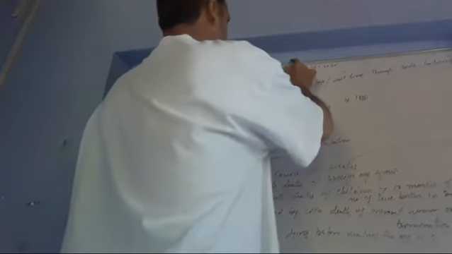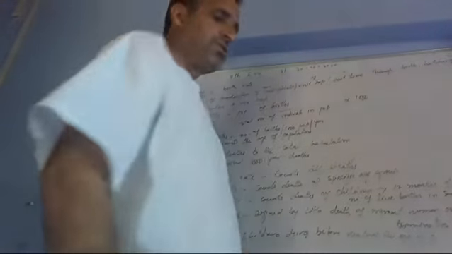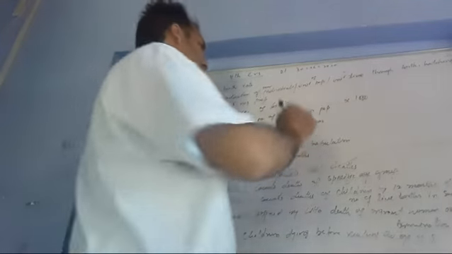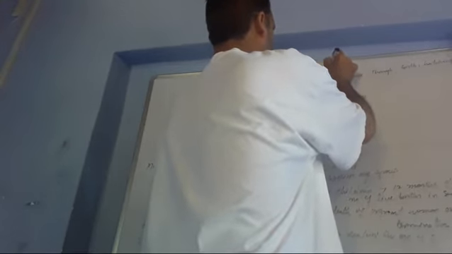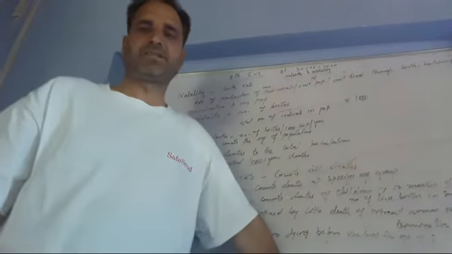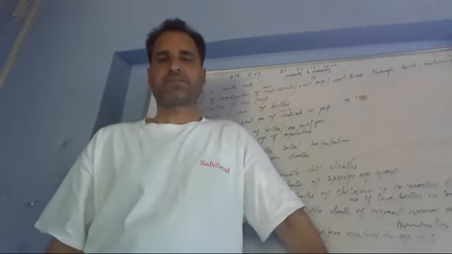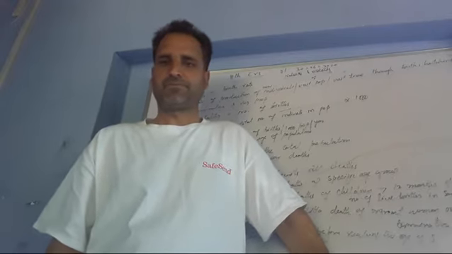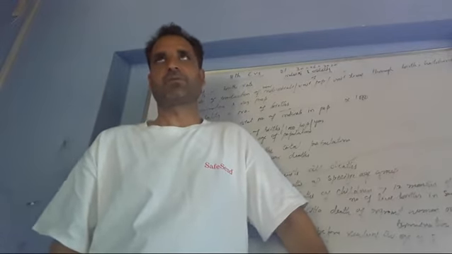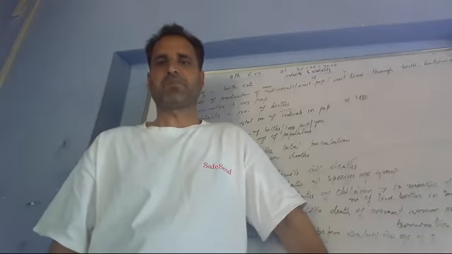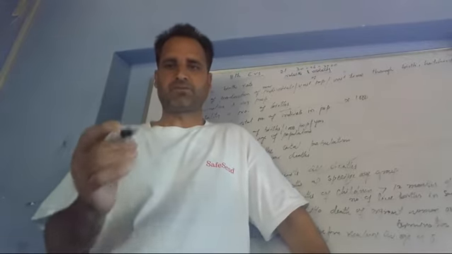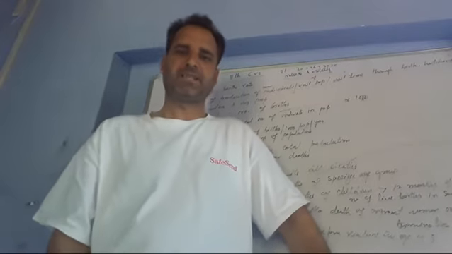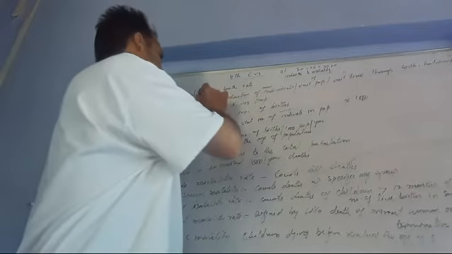Subject: environmental science. Chapter: population ecology, and the topic is natality and mortality. Dear students, as you know, I told you yesterday about population dynamics, population ecology, and population density. Now I will explain to some extent the natality and mortality of a population.